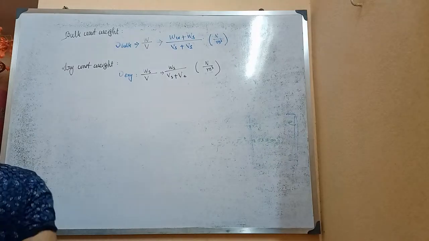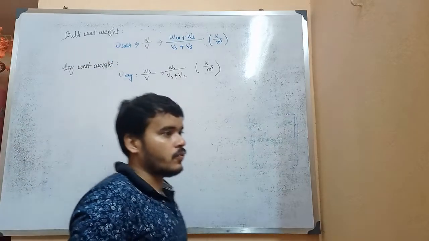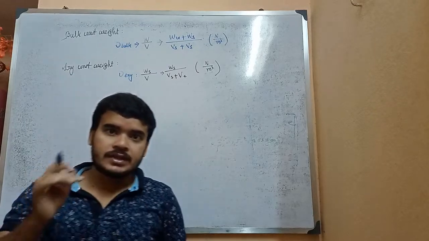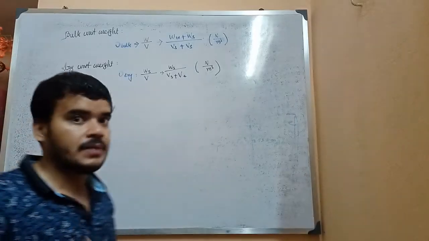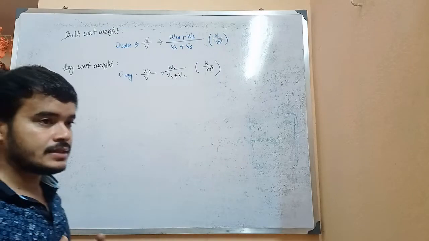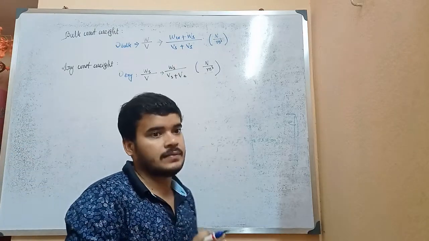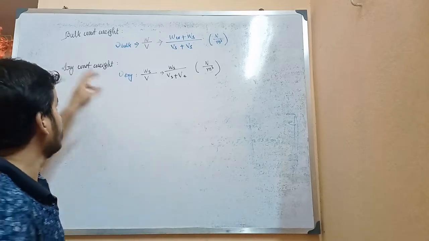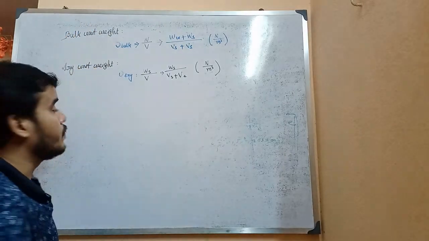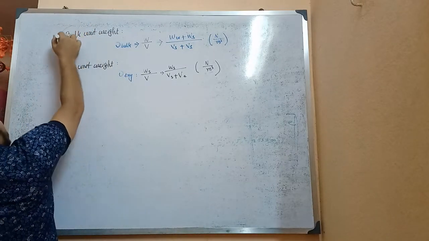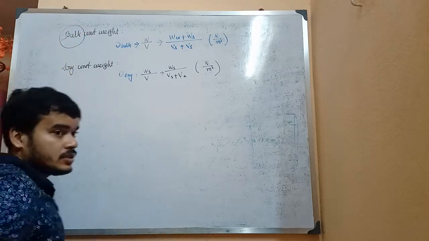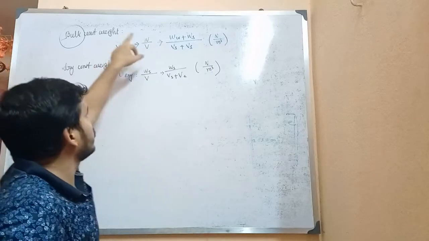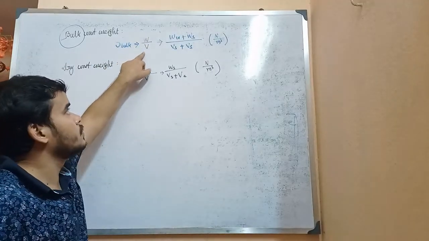So first is the bulk unit weight. What I have told you is that whatever be the term, first know what is its name. In a technical subject, if you understand the name, you will understand the topic also. So first, bulk unit weight. Bulk means total. What is total unit weight? That means total weight by total volume.